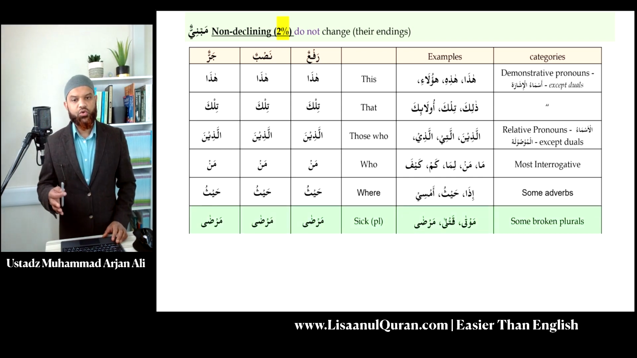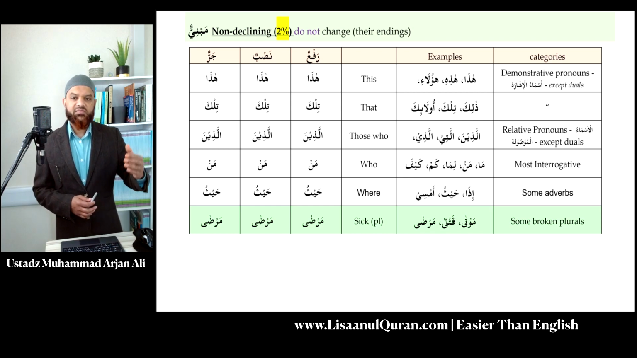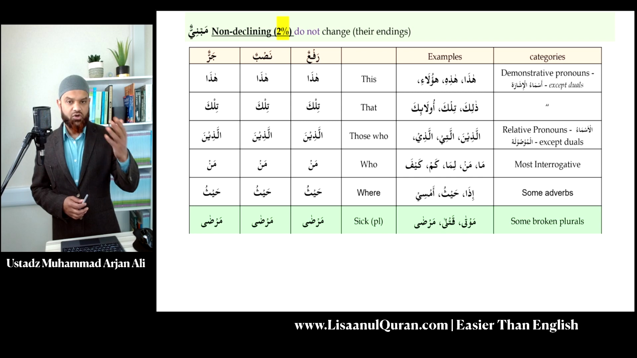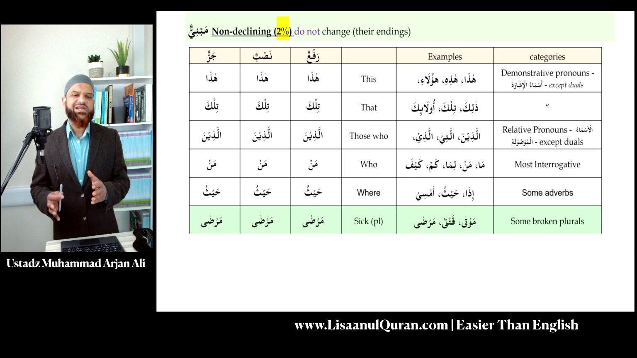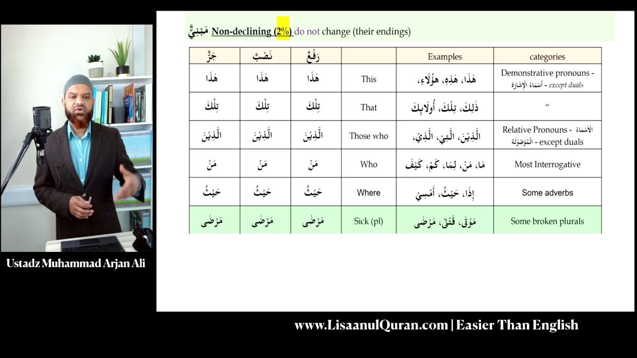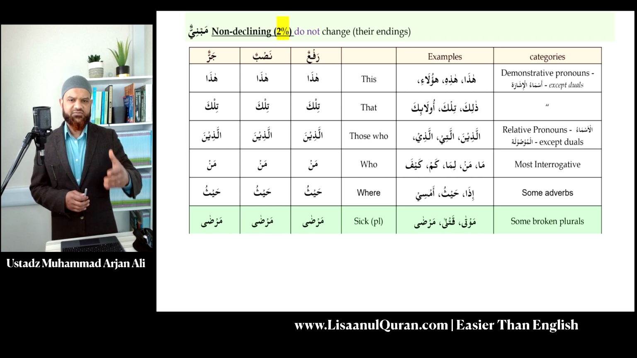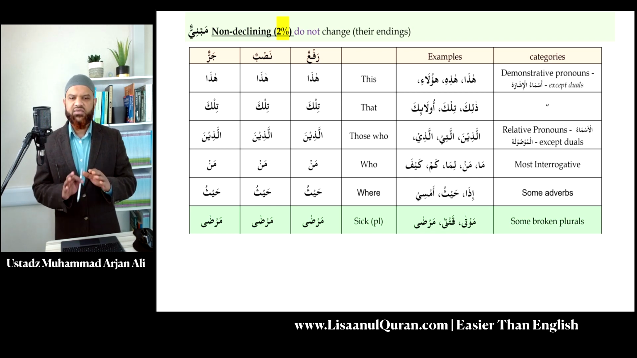Next category, broken plurals. Now, we've seen broken plurals in the fully declining. Remember, kutubun, kutuban, kutubin. We've seen them also in the partly declining, masajidu, masajida, masajida, mosques. Now we see them also in the non-declining. Some of the words which are broken plurals do not really change their ending. So we're going to put them into this category, though strictly they don't fall here. For example, marda, sick persons in plural. Marda, marda. So these are broken plurals. They'll also be treated in the Arabic language as if they are mabni in these circumstances. In all the 3 circumstances, their ending will not change.